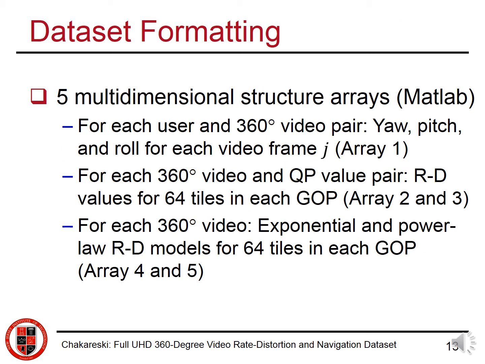Our contributed dataset comprises 5 multi-dimensional structure arrays in MATLAB. In particular, array 1 comprises the yaw, pitch and roll angle for each video frame J across every user and 360-degree video pair. Then the other 2 arrays, array 2 and 3, comprise the rate and distortion value, respectively, for all 64 tiles in each GOP for every 360 video and QP value pair. And finally, array 4 and array 5 comprise for each 360 video the exponential and power law Rate-Distortion models for all 64 tiles in each GOP that we contribute.